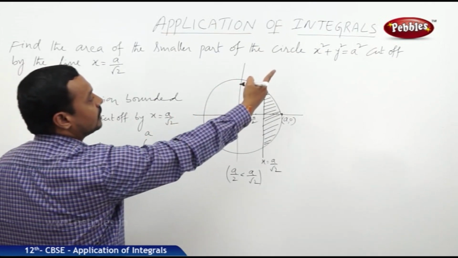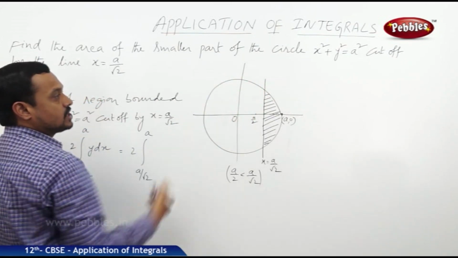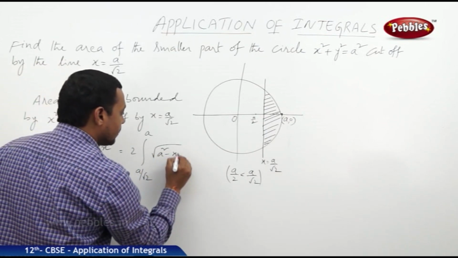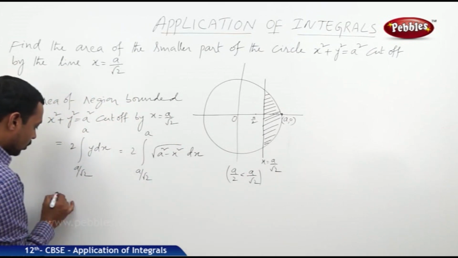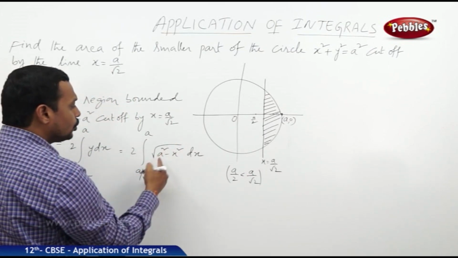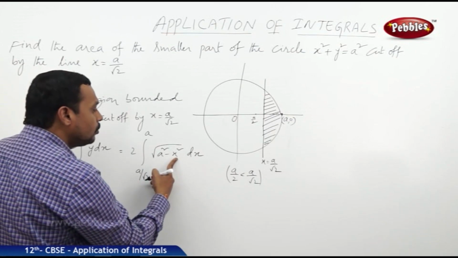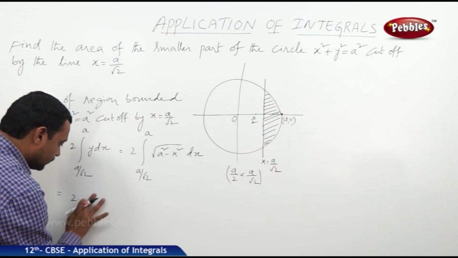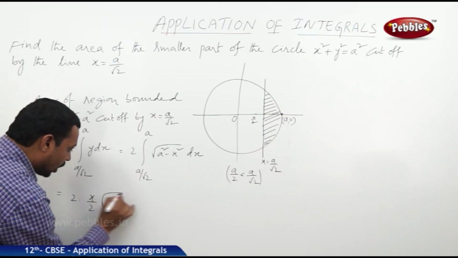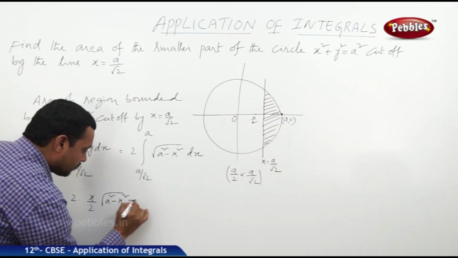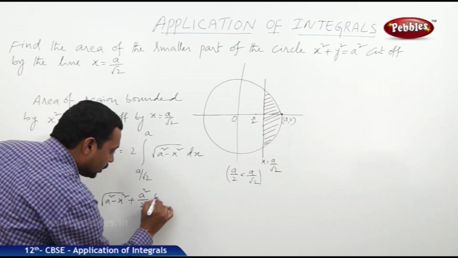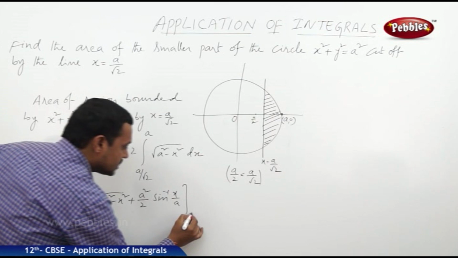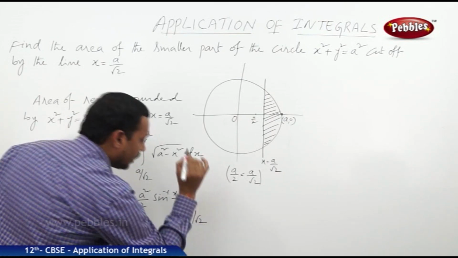What is y dx here? What is y from the equation? y square is equal to a square minus x square. From that, y is equal to root of a square minus x square dx. Now this is 2 times the integral of root a square minus x square, whose value is x by 2 into root of a square minus x square plus a square by 2 into sine inverse x by a, under the limits a by root 2 to a.